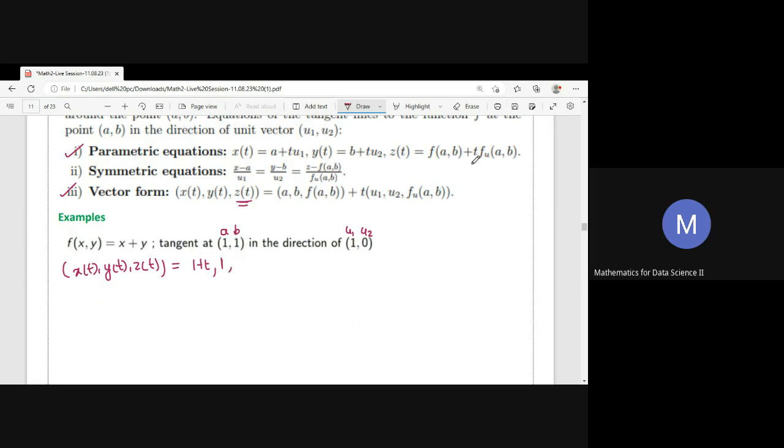And for the third coordinate, you need to find the directional derivative at the point. So let's find the directional derivative. For that, first let's find the gradient. What is the gradient?